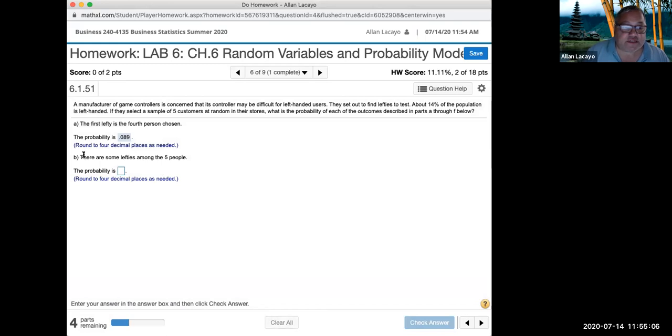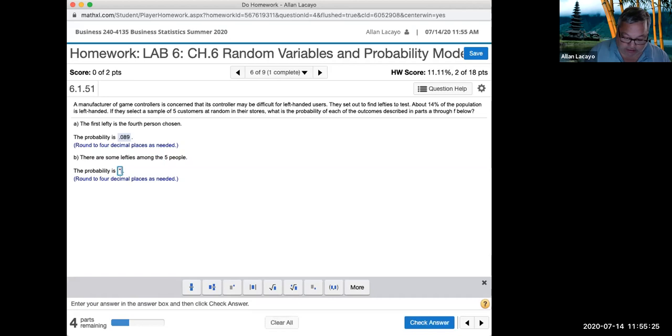the next question is, there are some lefties among the 5 people. So this is our first question that doesn't relate to the first time I see a lefty or the first time I close a sale or something like that. This is about some lefties in the group of 5. This is a binomial question. So how do I express some lefties?